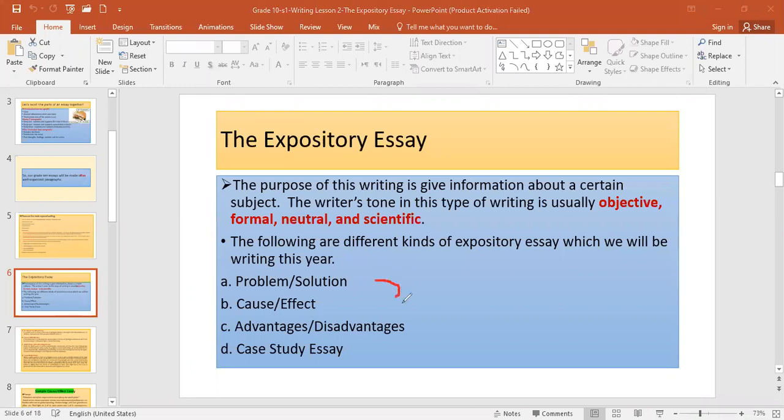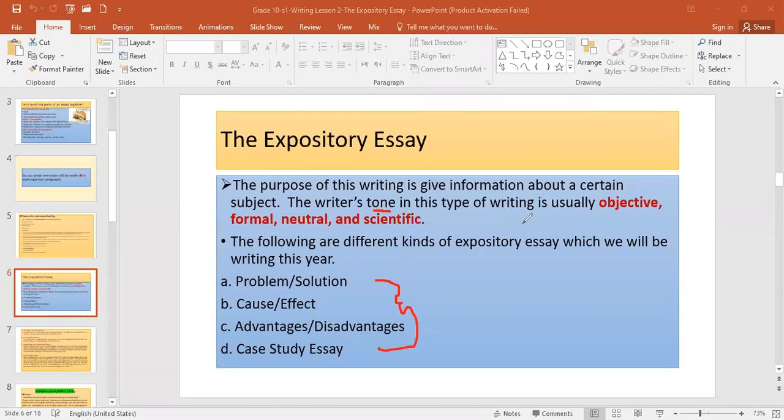Okay, those are the only three types we're going to write this year. Of course, I'm talking expository essay. Fatima, would you please explain what I mean by the writer's tone is objective, formal, neutral, and scientific? Those are all the same, by the way. They all mean the same. What does that mean? This means that in the expository essay, the writer only talks about some facts or scientific facts, like he doesn't share feelings or his opinion. Thank you. Okay, it's providing information.